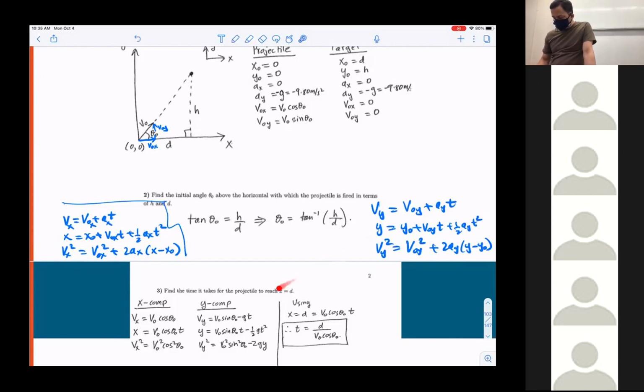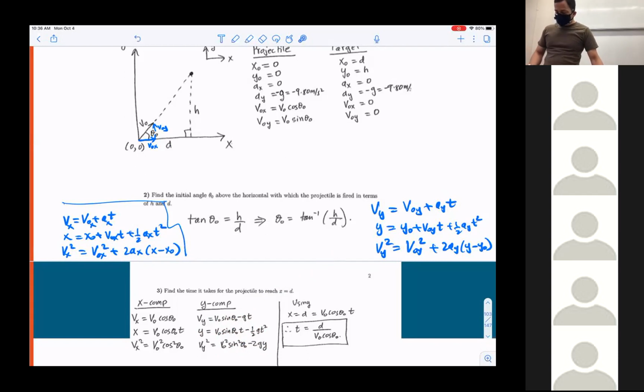So if I look at this equation here, Vy is V naught y, which is V naught sine theta naught, plus ayt, which is minus gt. And similarly, this is my equation for y. It's V naught sine theta naught t minus 1/2 gt squared. And then this equation here becomes V naught squared sine squared theta naught minus 2gy, because y naught here is 0. Any questions on that?